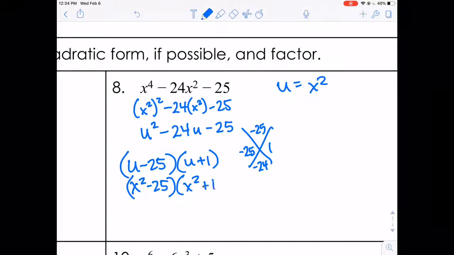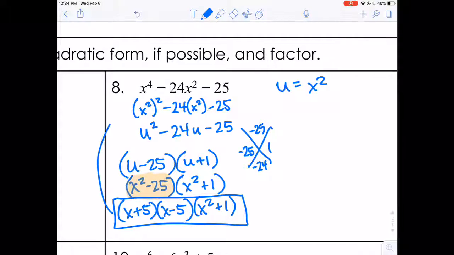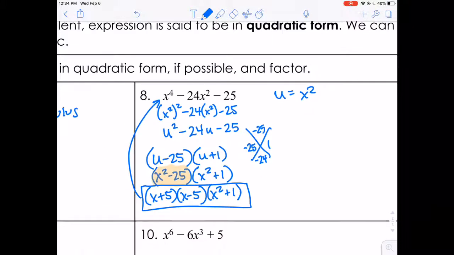X squared plus 1. I'm going to check and see if anything is a difference of squares. I see that this one is x squared and 25, so I'd have x plus 5, x minus 5, and then I'm bringing this x squared plus 1 straight down. Okay, so that is my answer for that one. This multiplied together would give me that.